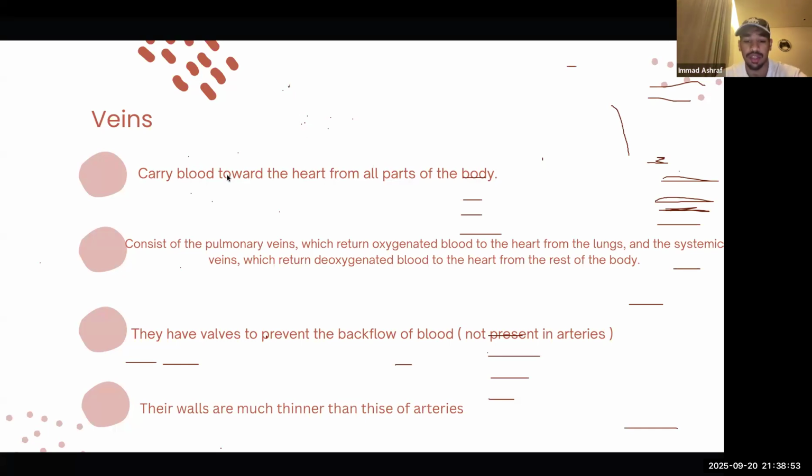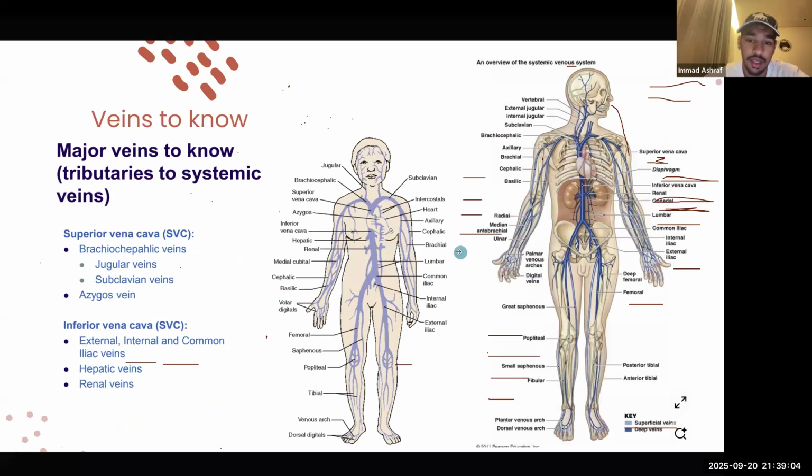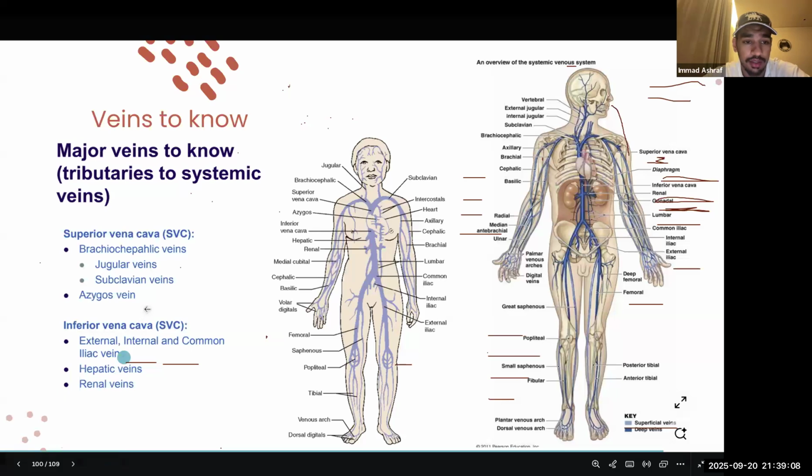The veins obviously have much thinner walls than arteries, and the reason for this is because they don't have pressure. The pressure in the veins is much, much lower than in the arteries, so they don't need large walls. Now we're going to talk about the major veins that you need to know.